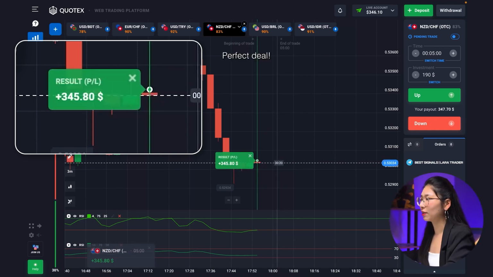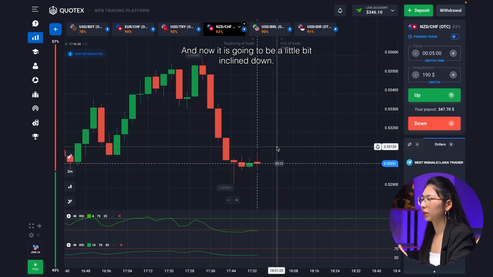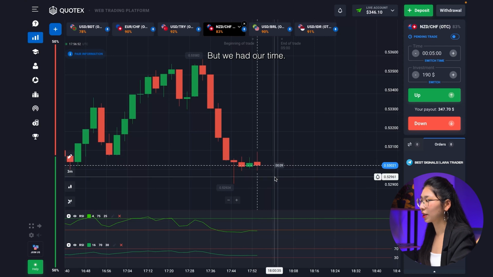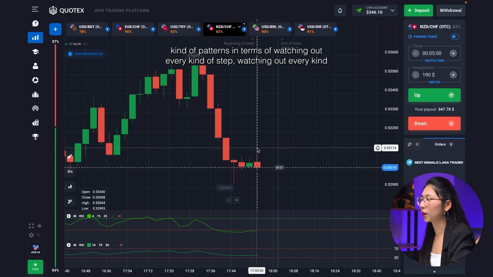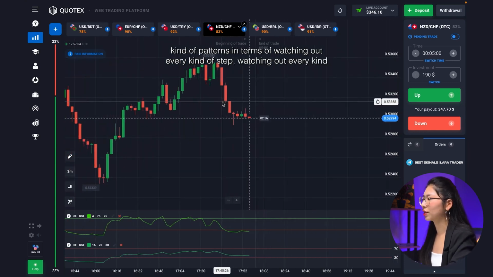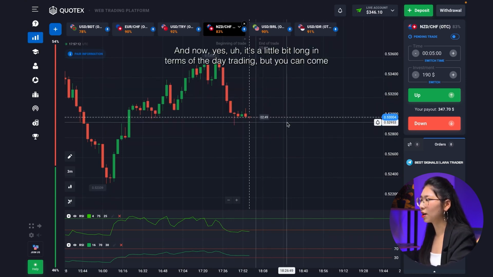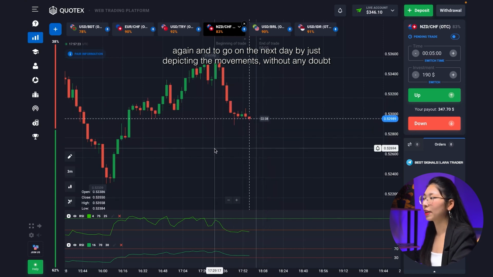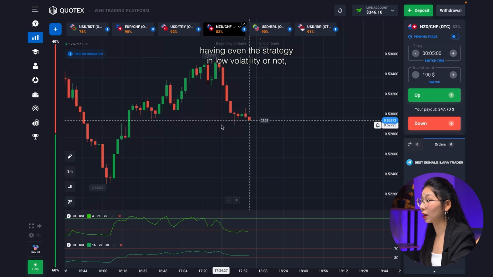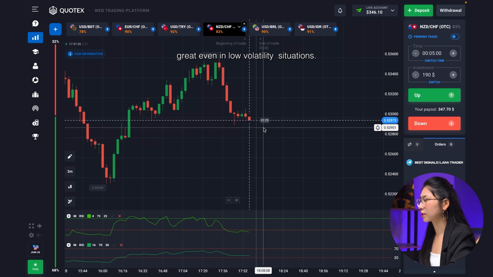So guys, perfect deal. You see, we just entered the right way. I was talking to you about this reversal of prices and now it's going to be a little bit inclined down, but we had our time. I was here just to show you that this strategy is perfect also for depicting some kind of patterns in terms of watching out every kind of step and watching out every kind of candlesticks. And now it's a little bit long in terms of day trading, but you can come again and go the next day by just depicting the movements without any doubt, having even the strategy in low volatility or not. I think it's going to be pretty great even in low volatility situations.